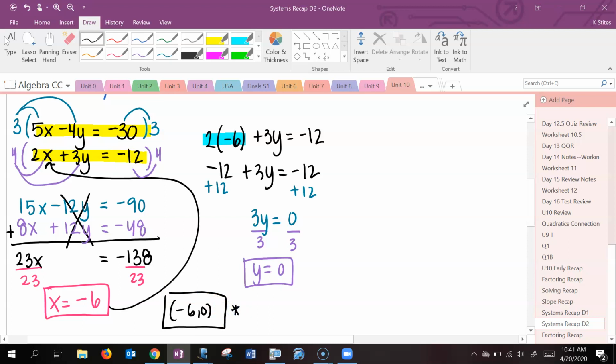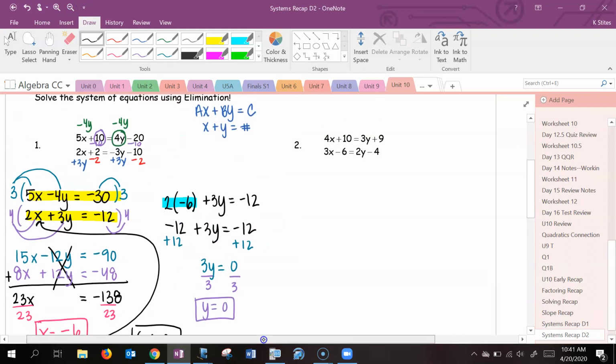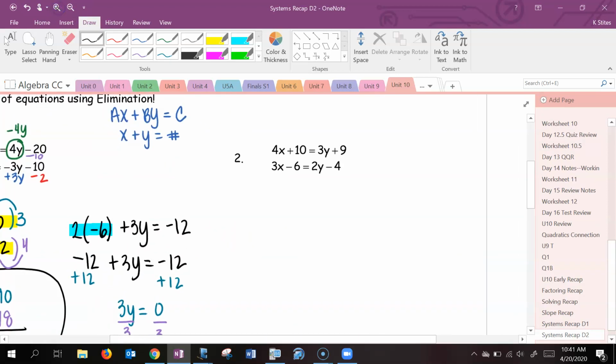All right, so this means that those two lines would intersect at (-6, 0). They're on the x-axis. All right, so we're just going to do one more, and then I'll explain your homework problem to you.